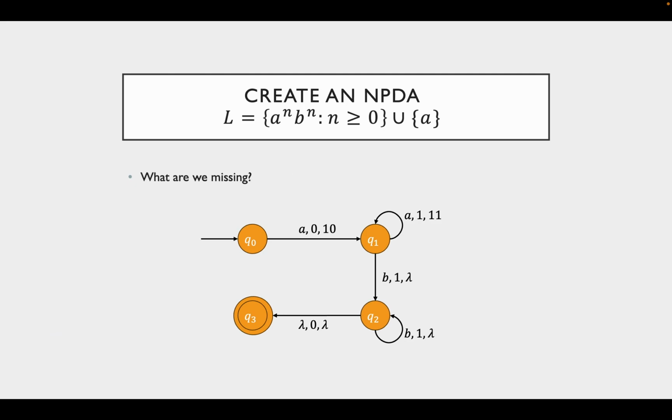Now, what are we missing? We're missing a couple of things. The first thing we're missing is our individual A string that's included in this language. So we have to accept just reading an A, popping a 0, and pushing nothing to the stack. So if we read an A and we pop a 0, we can push nothing to the stack and we can be done. But if we read an A and then a B, then we have a dead state and it's not accepted.